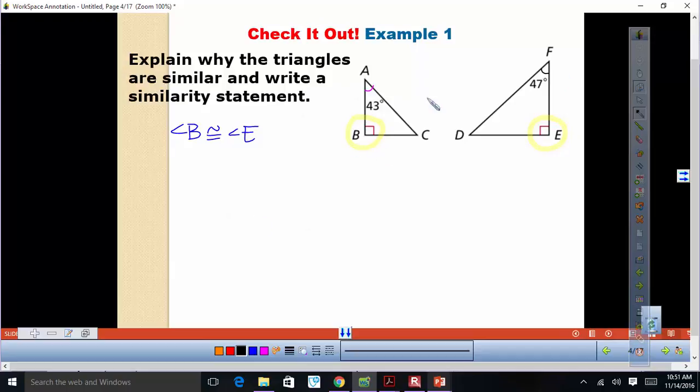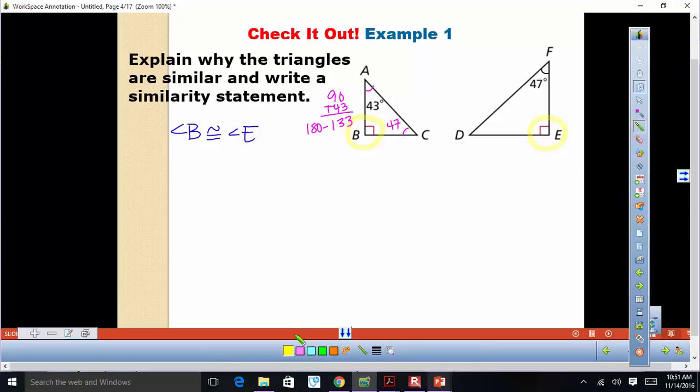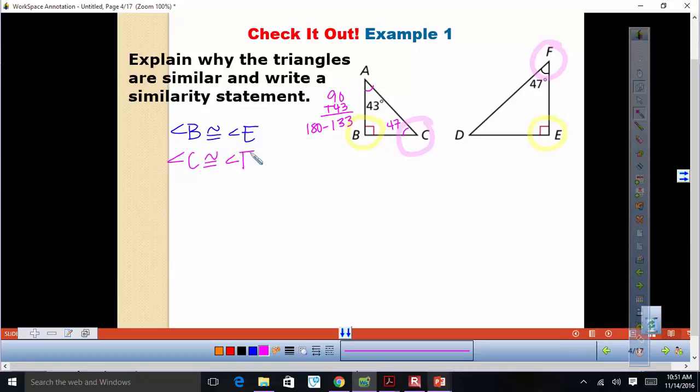Very good. We know that all angles in a triangle add to 180. So in this first triangle, we would add these two. 90 plus 43 gives me 133. Then I would need to subtract that from what? 180. And what's left? 47. So C is actually 47. So do I have another set of matching angles? Yes. We have C and F. Okay? So I'm going to write angle C is congruent to angle F. So now I can prove they're similar because I have AA.